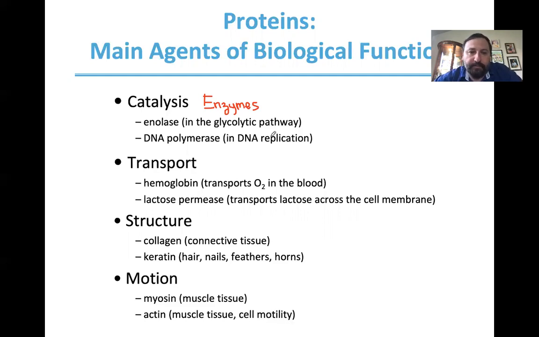Just to give you a couple of examples: enolase, an enzyme in the glycolytic pathway. You've heard of glycolysis, right? Basically we break down sugars, we break down glucose into energy, and enolase is one of the enzymes in this pathway. DNA polymerase is an enzyme involved in duplication or replication of DNA, the process which will lead to cell division.